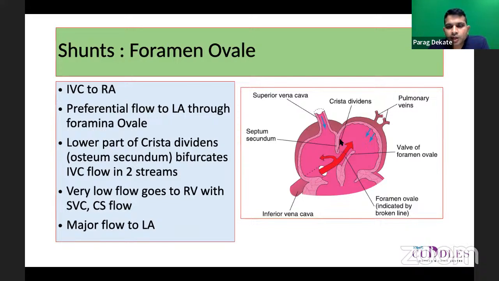So you can see the lower part of this stream, the blood coming from the IVC, divides into two portions. The maximum goes into the LA, and a few remain in the RA, which goes into the RV. And the major flow happens through this into the LA.